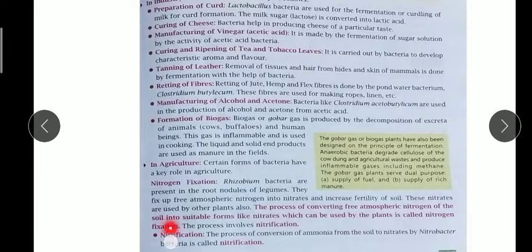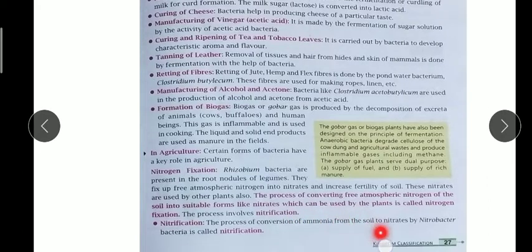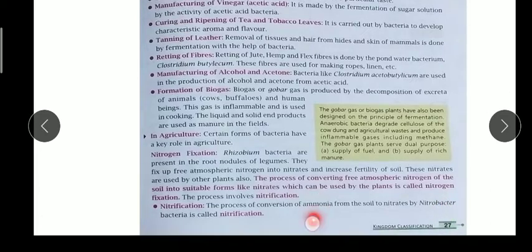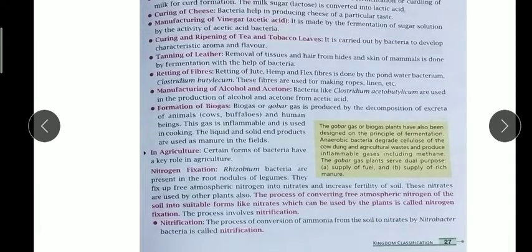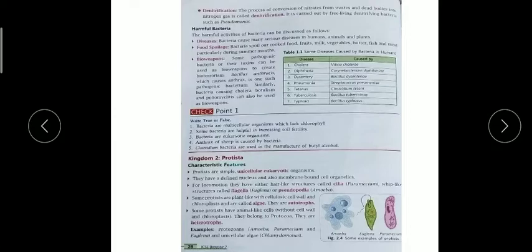This process is called nitrogen fixation, and this is called nitrification. Nitrification means the process of conversion of ammonia from the soil to nitrates, done by Nitrobacter bacteria. So this bacteria converts ammonia into nitrate. Remember this thing. Then there is denitrification.